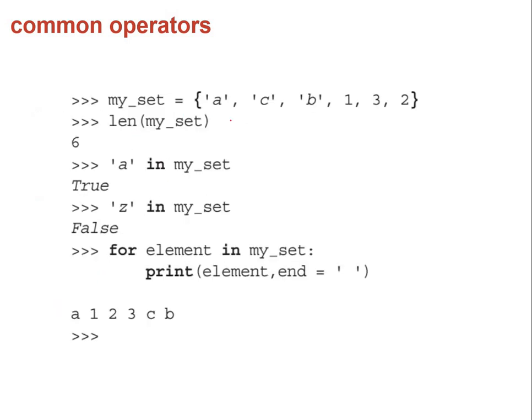Now, this is just an example of what we saw. This set has a length of 6, so if you use the len function, you get 6. Then you can check whether A is in the set. That's true. Z is not in the set, so you get false. And you can iterate over and print the elements of a set using a for loop.